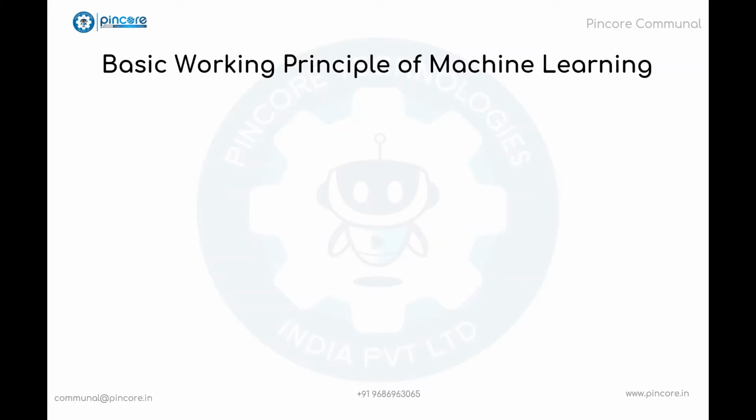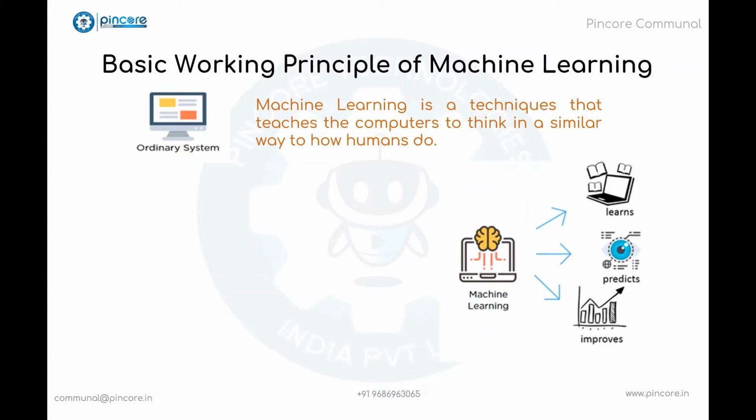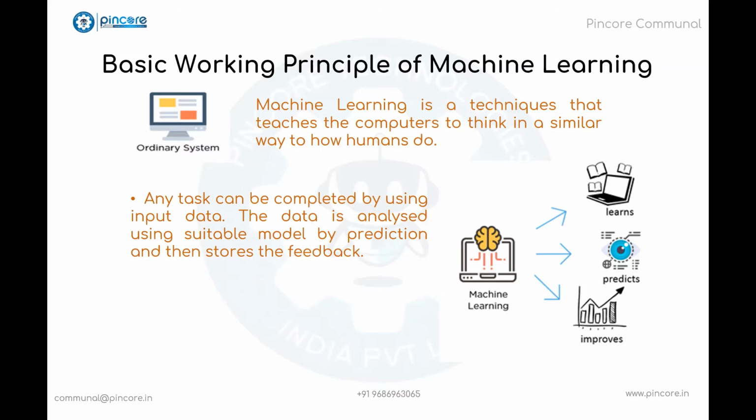First we will know the basic working principle of machine learning. Machine learning is a form of artificial intelligence that teaches computers to think in a similar way to how humans do. Learning and improving upon past experience, it works by exploring data and identifying patterns and involves minimum human intervention. Any task that can be completed with a data-defined pattern or set of rules can be automated with machine learning.